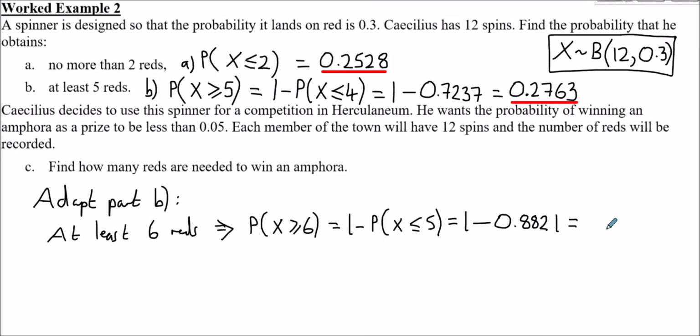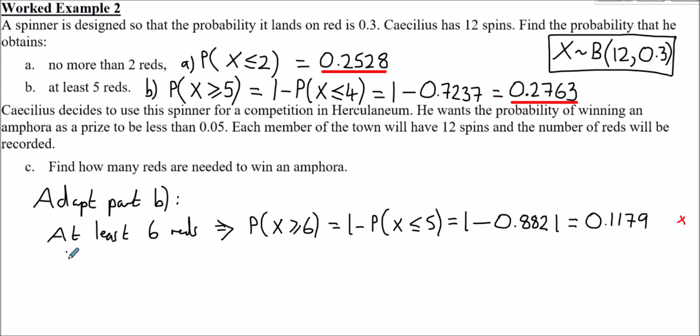So if we work that one out, we'd get 0.1179. So that's only 12%-ish. That's only about 12% likely that someone would get 6 reds or more. So that's very unlikely, but it's not less than 5%. And so that's not quite there yet.